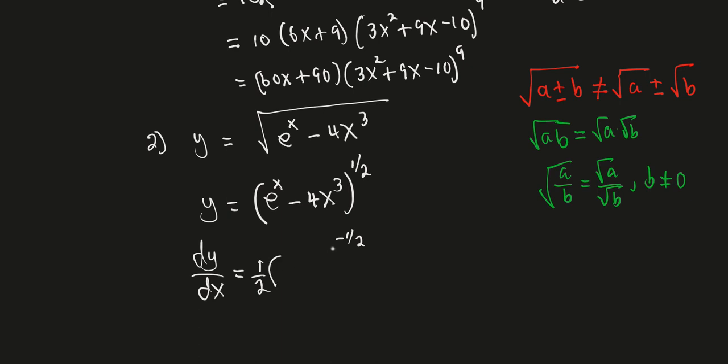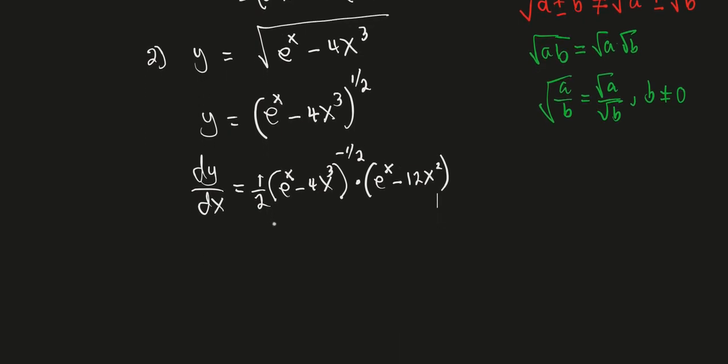And then the chain rule says, keep the inner function, so keep the e to the x minus 4x cubed, right? So we have 1/2 times that quantity raised to the power negative 1/2. And then the second part, now I have to multiply by another derivative. And that's the derivative of what's inside the parentheses, this inner function. So the derivative is e to the x minus 12x squared, right? And that is the derivative of our original function.